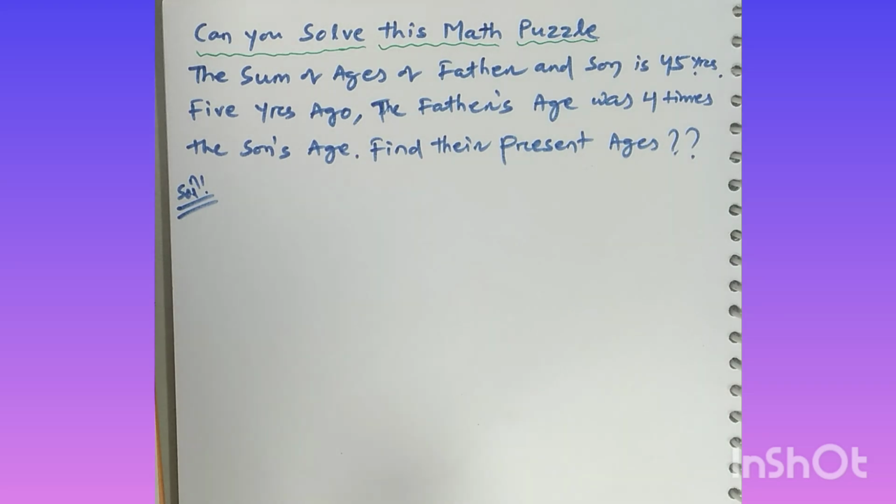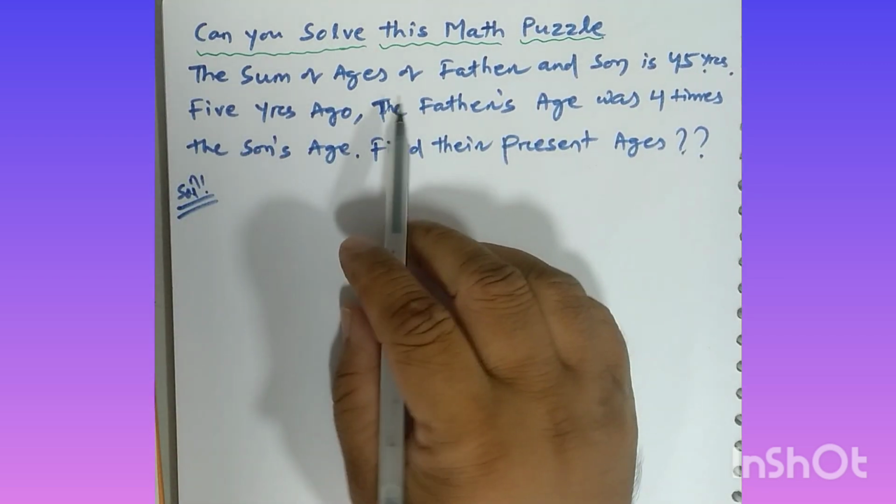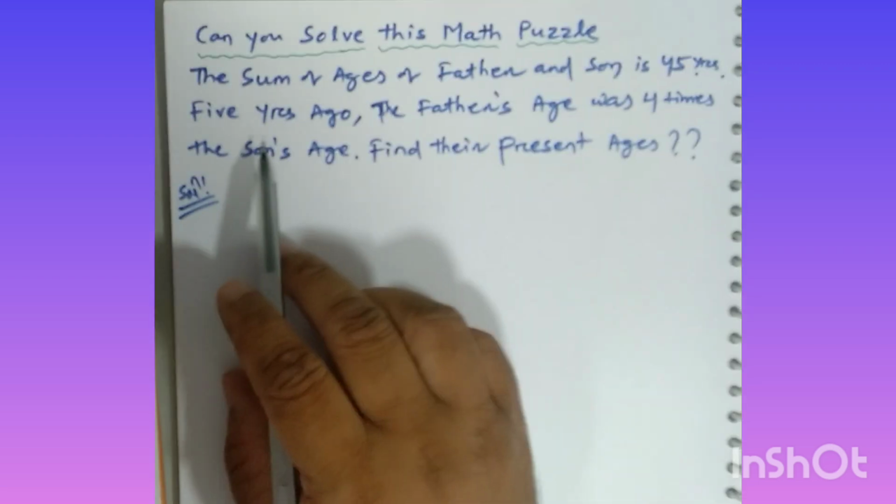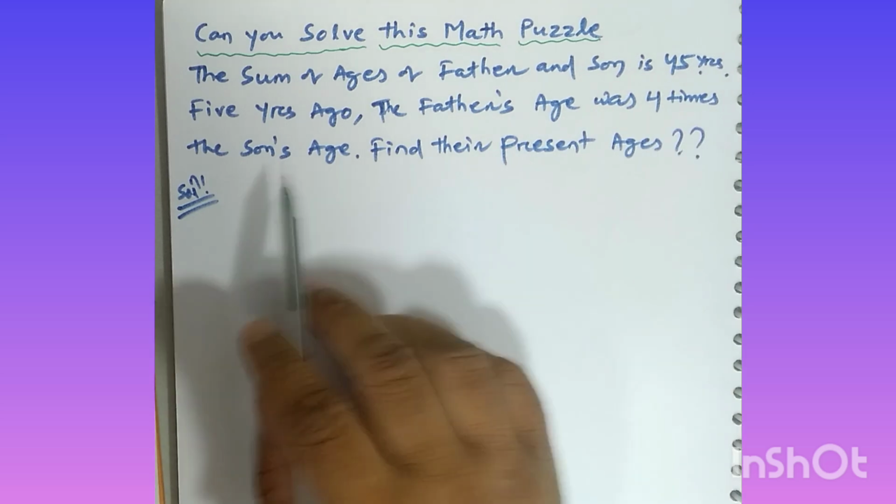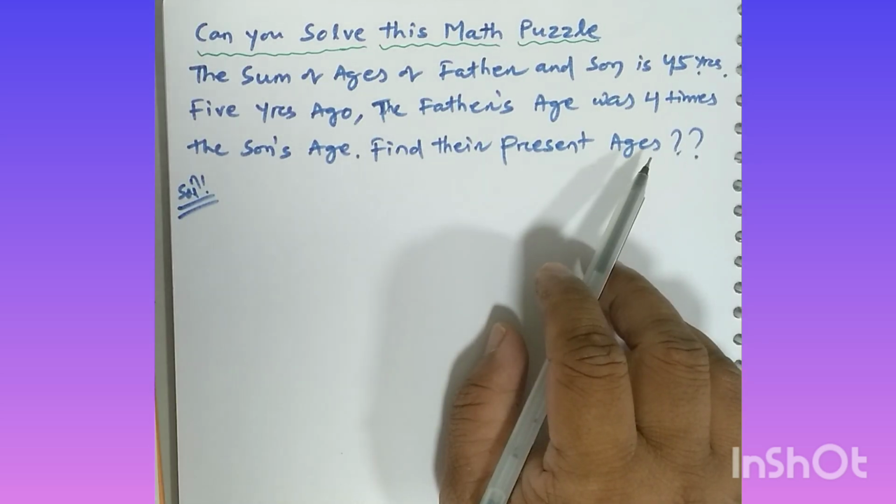So students, in today's video we are going to discuss a math puzzle question related to age. Look at the question over here. Can you solve this math puzzle? The sum of ages of father and son is 45 years. 5 years ago the father's age was 4 times the son's age. Find their present ages. It's a very beautiful question.